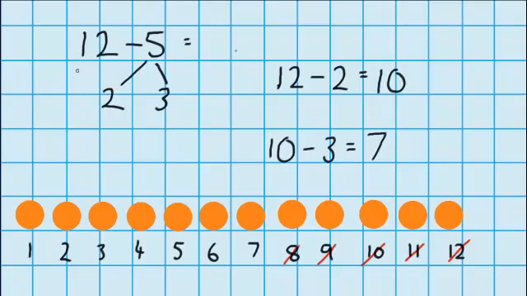And we can double check that. Did I start with 12 counters? Yes. Have I taken away 5? Yes, I can see 5 counters crossed out down here. So 12 minus 5 is 7.